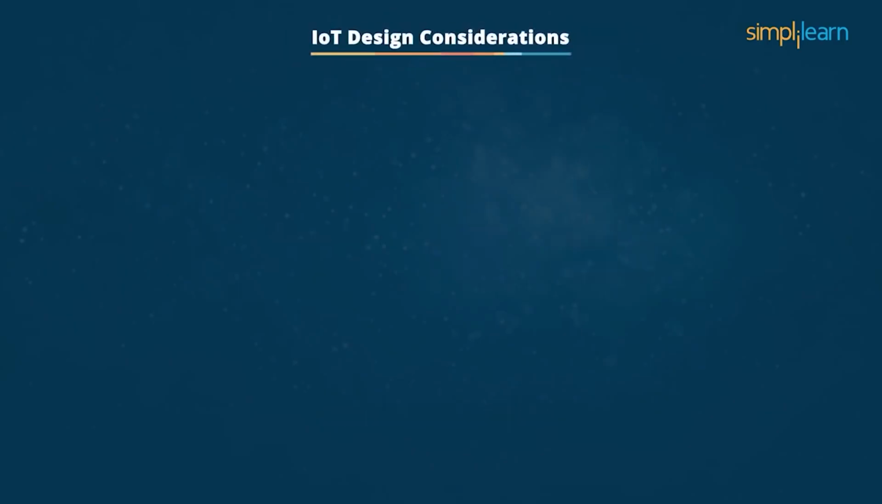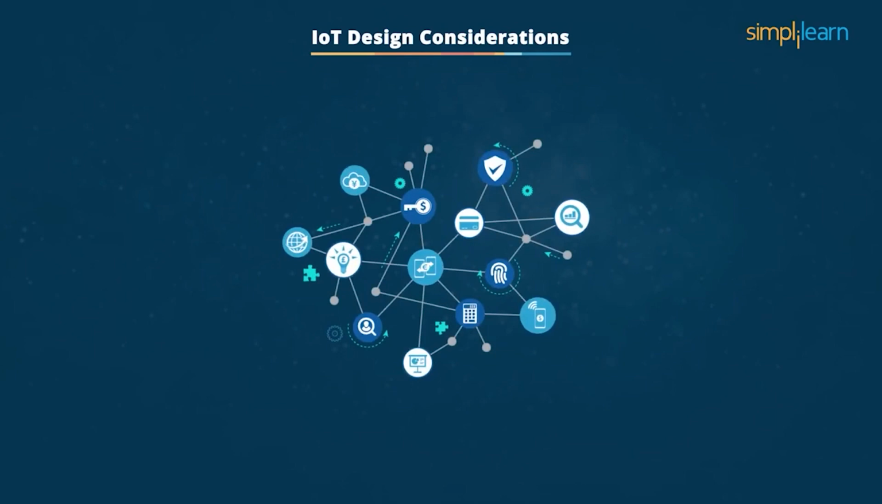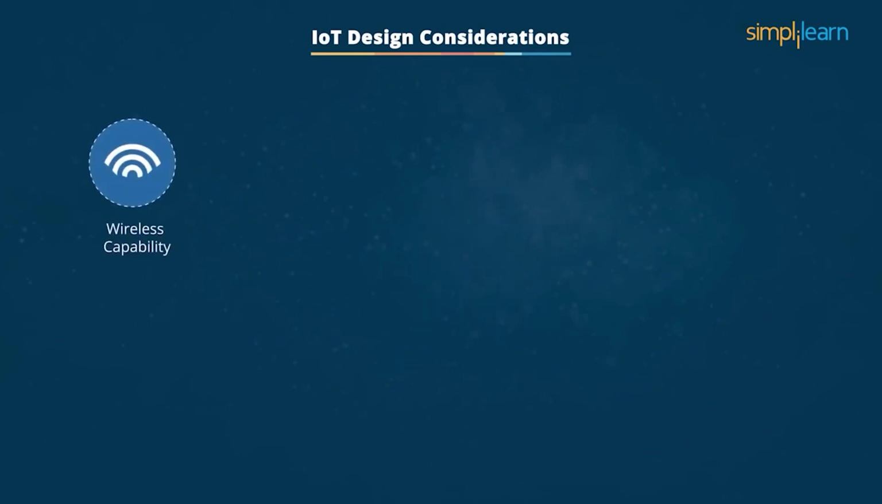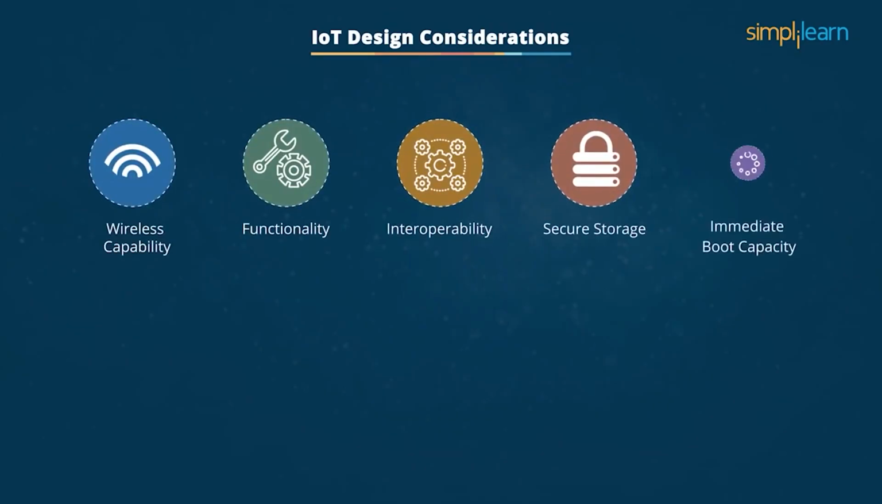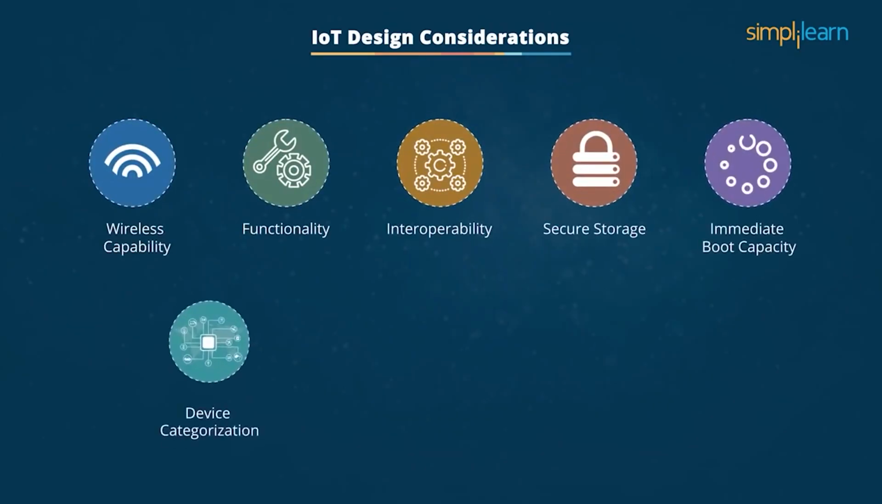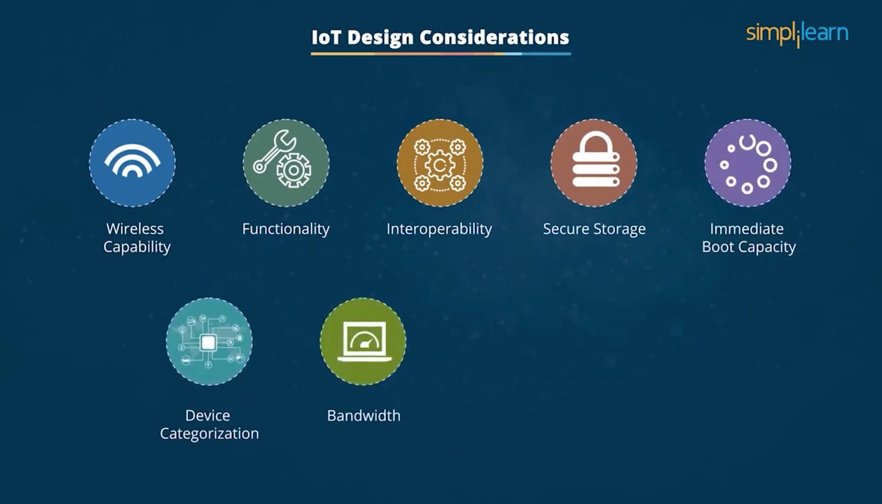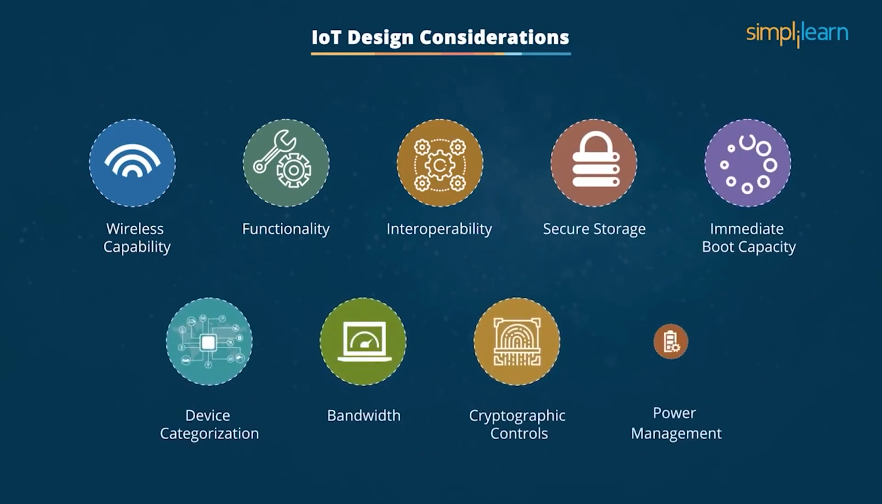IoT design considerations. When you choose an IoT solution, you need to consider several factors, like its wireless capability, functionality, interoperability, secure storage, immediate boot capacity, device categorization, bandwidth, cryptographic control, and power management. The design considerations should be a mix of the estimated average of all these components and indexed to balance the user requirements. You also need to set up a dispute resolution mechanism in case of failure in the long run.